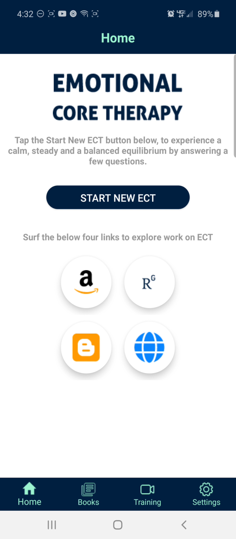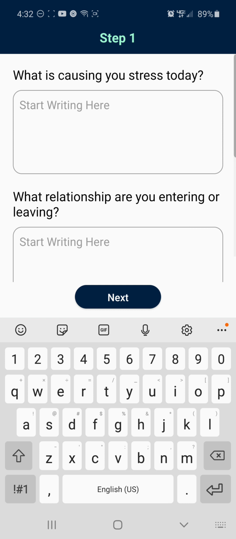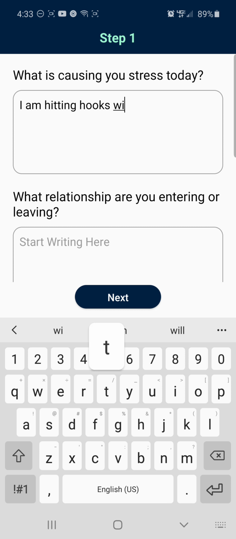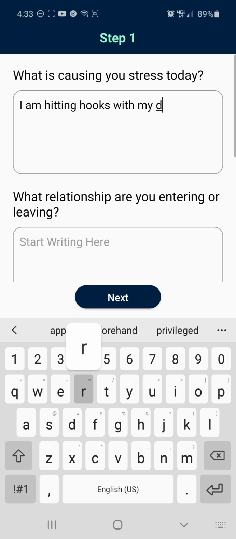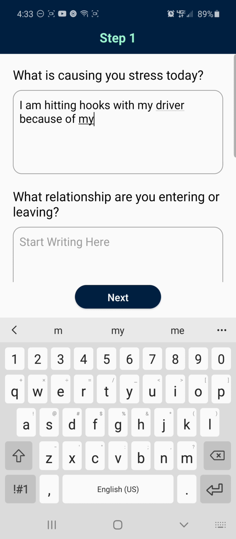So we're going to start the app right here. And what is causing you stress today? I am hitting hooks with my driver. That's what we'll say. Driver, because of my strong left-hand grip.